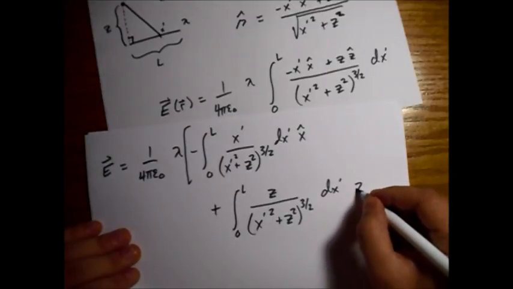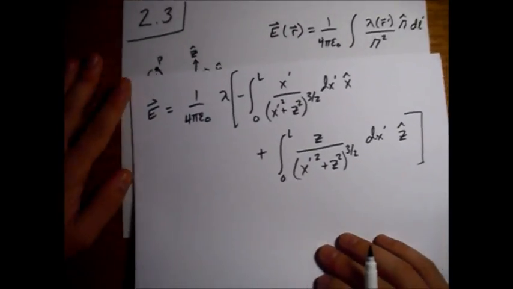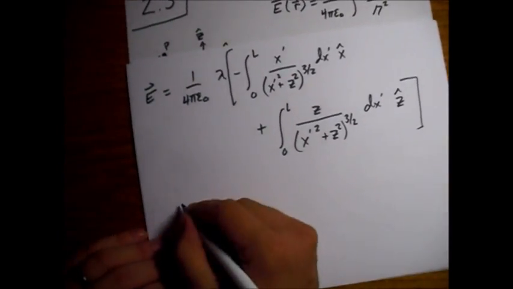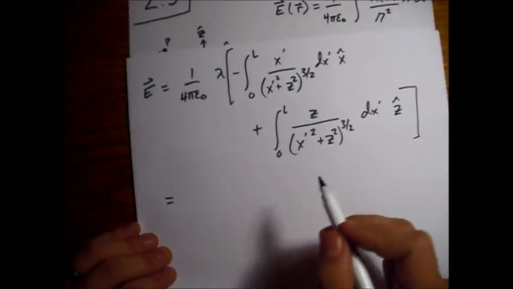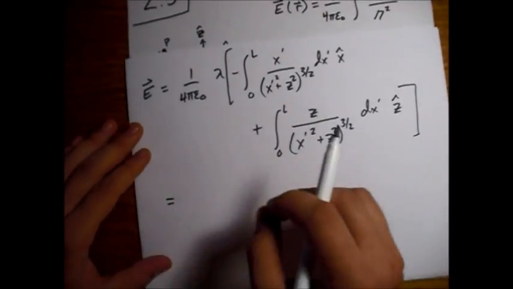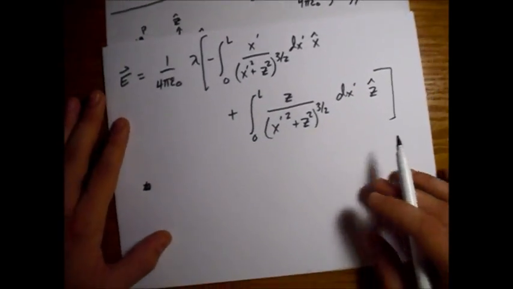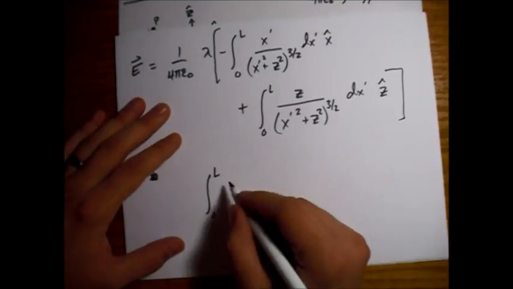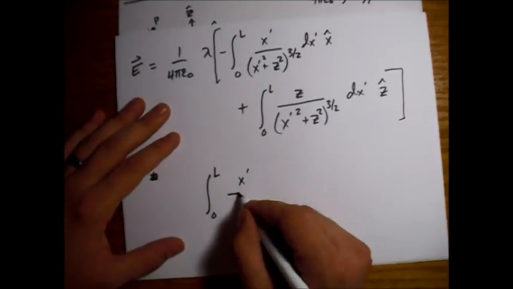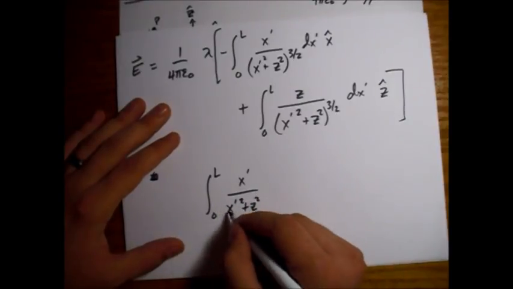Okay, and this one's in the z hat direction. And there we go. All right, so what we've got now, let's just focus on each of these integrals separately. So let's go after this integral first. This is the u substitution one.